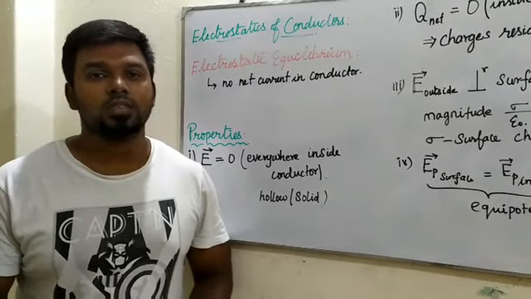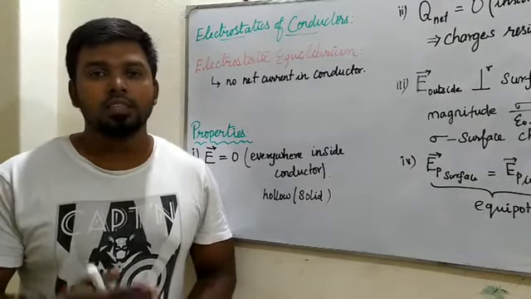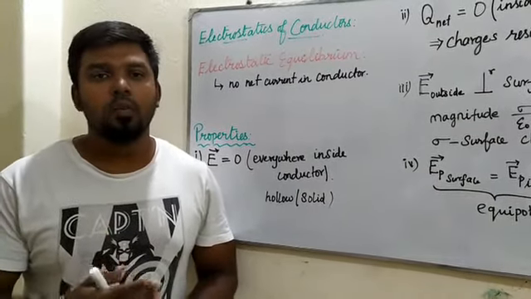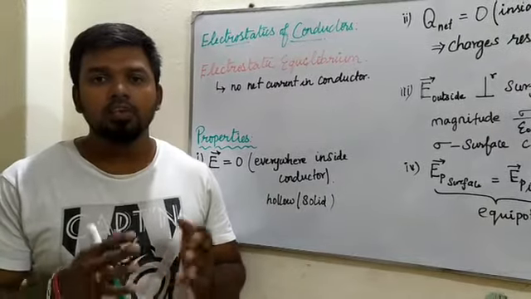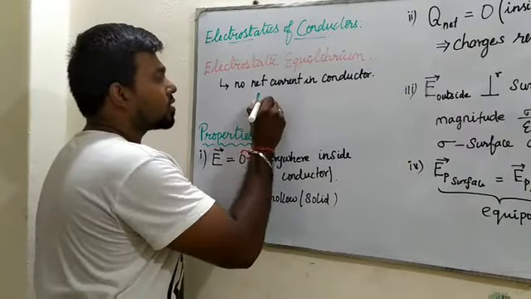Let's go with electrostatics of conductors. Electrical conductors have a large number of mobile charges. In the case of conductors, these mobile charges are free electrons.